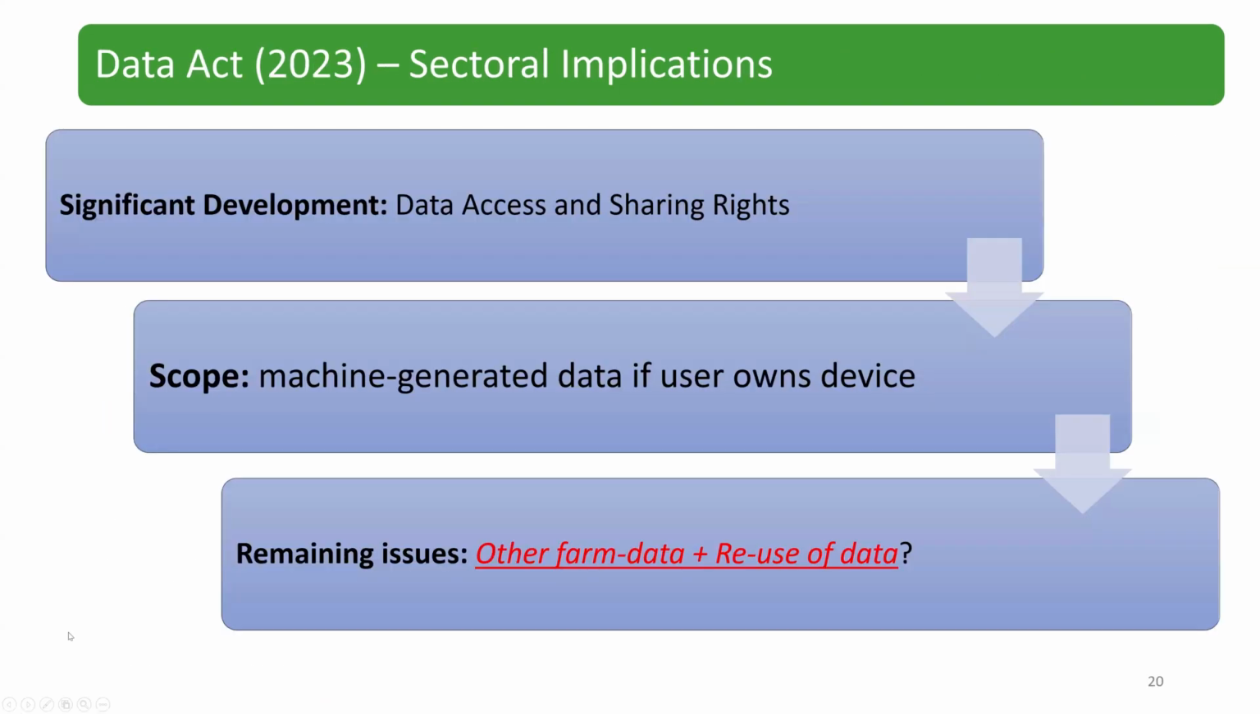Please move on. Yeah, basically, the Data Act is a really important development for the sector. It creates a new environment for farmers to access their data and share their data with third parties. But the scope is basically limited to machine-generated data, and only if the user owns the device, if the farmer owns the device. So this is the limitation. Remaining issues are other farm data, non-IoT generated data, manual observations, and other kinds of data collection, which are outside the scope.